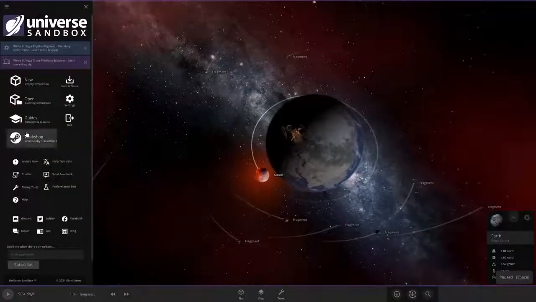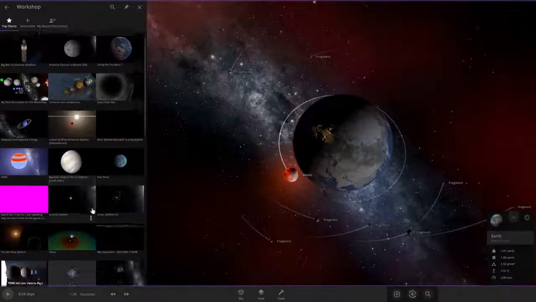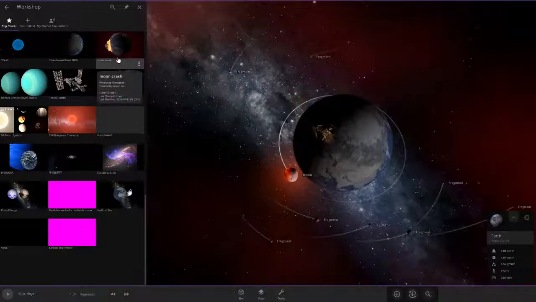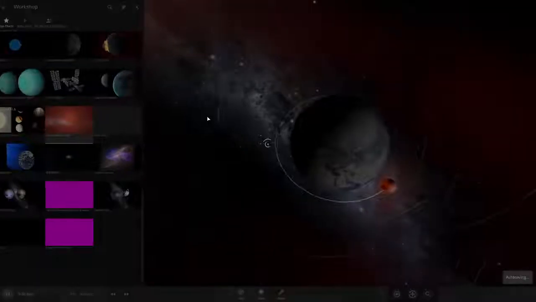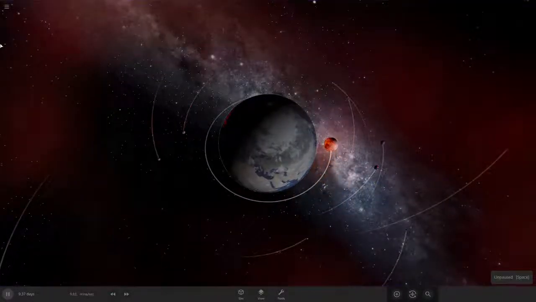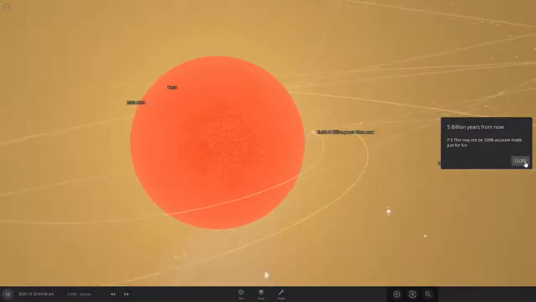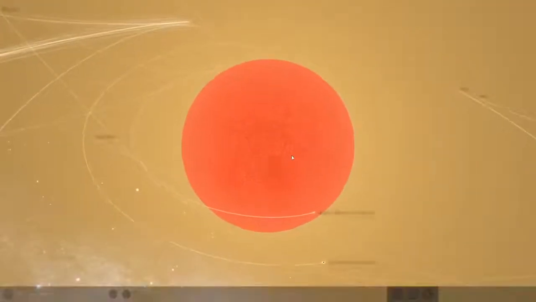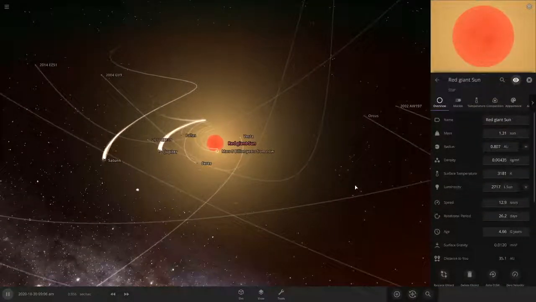Okay, so there was a community workshop about this, right? Okay, it has to download. Hey, this may not be 100% accurately made, but it works. So this is red giant sun. Okay, so this is about 5 billion years from now during its red giant phase.